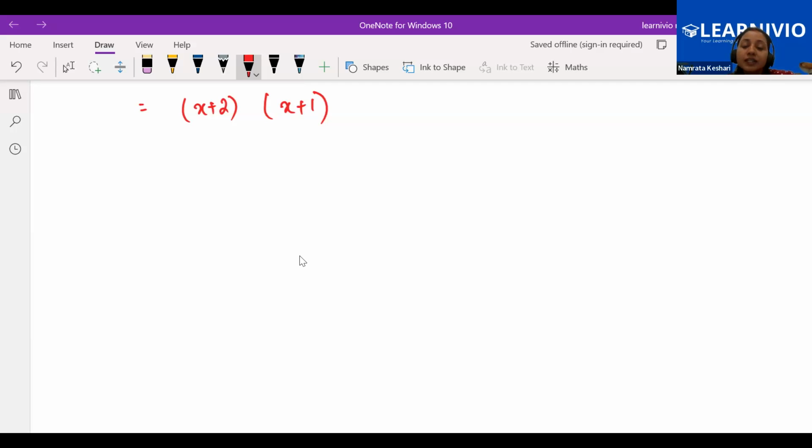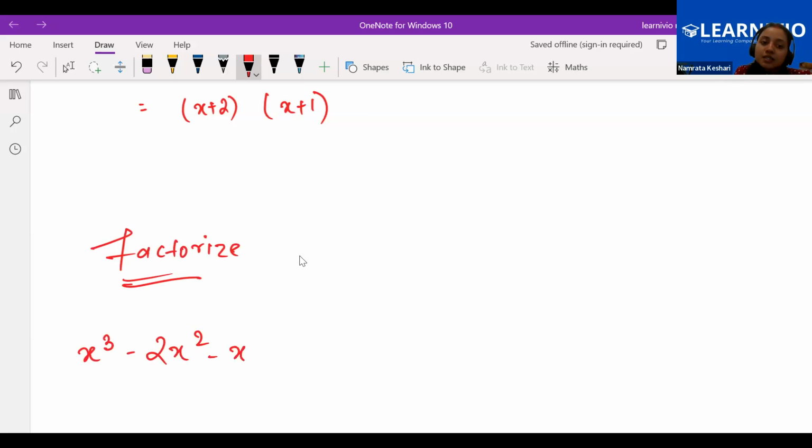So splitting the middle term, we have already discussed. Now there is a much easier factorization, which is very simple. Let me show you how to do it when we have this type of factorization: x cube minus 2x square minus x plus 2.